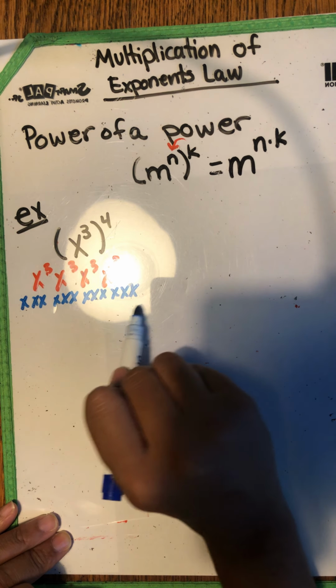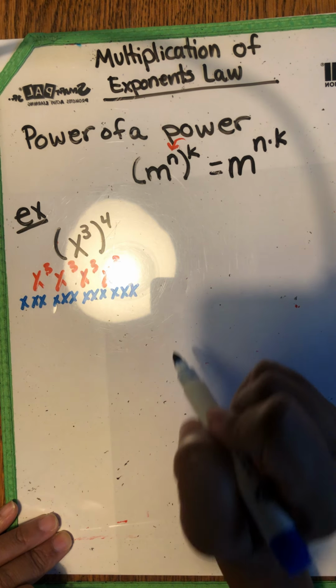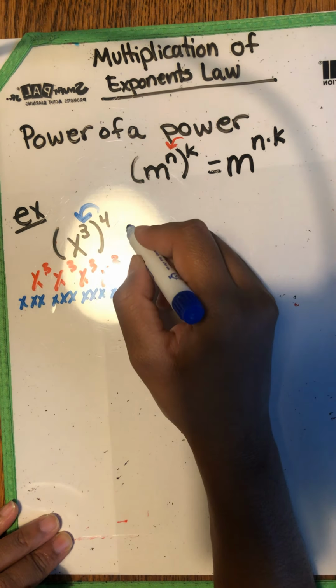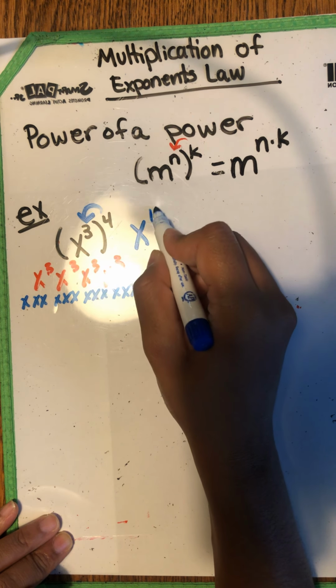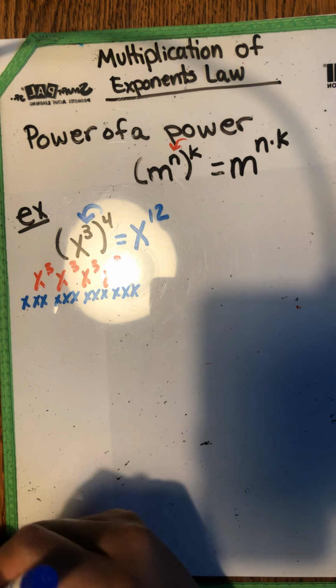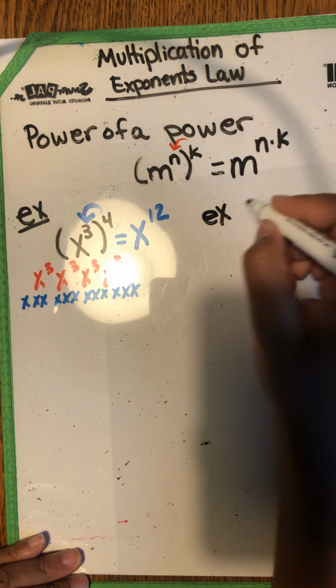If I had time to add this all up and write it out, I would see that there are 12 x's. Well, let me tell you, this is another way you could do it. There's an exponent touching the outside, which means I'm actually going to do 4 times 3 to get 12 x's without having to write it out. All right, so let's try another one.